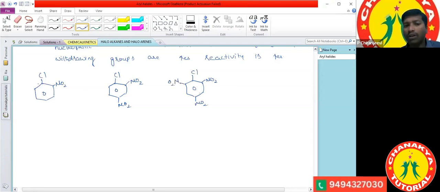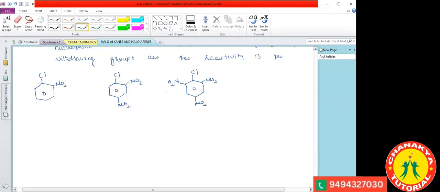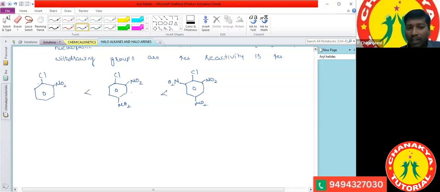Now, which one is more reactive towards the nucleophilic substitution reaction out of these three? The third one. How are you telling that the third one is more reactive than the first two? Nucleophilicity is going to increase, that means the leaving group chlorine is easily cleaved here. How are you telling that chlorine is easily removed? Because the number of electron withdrawing groups increases, the reactivity also increases.